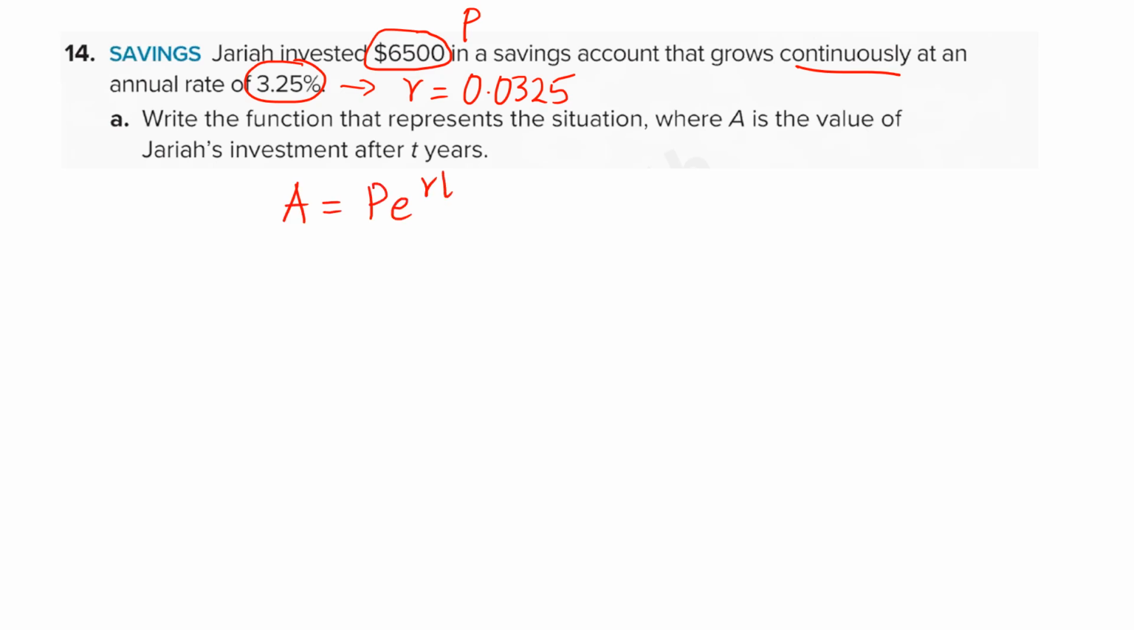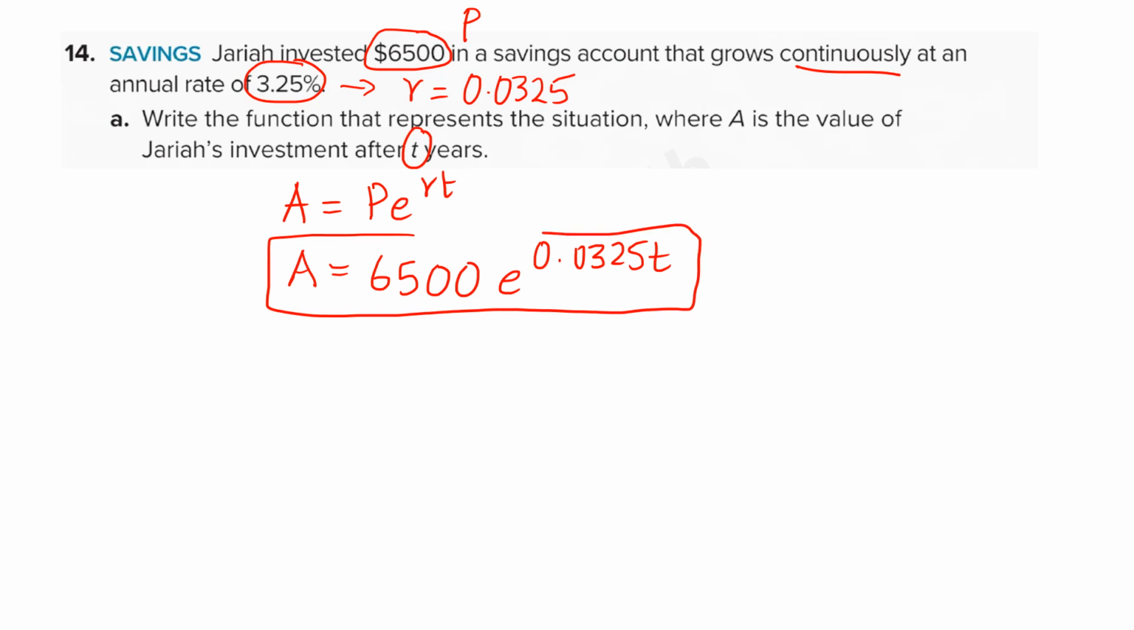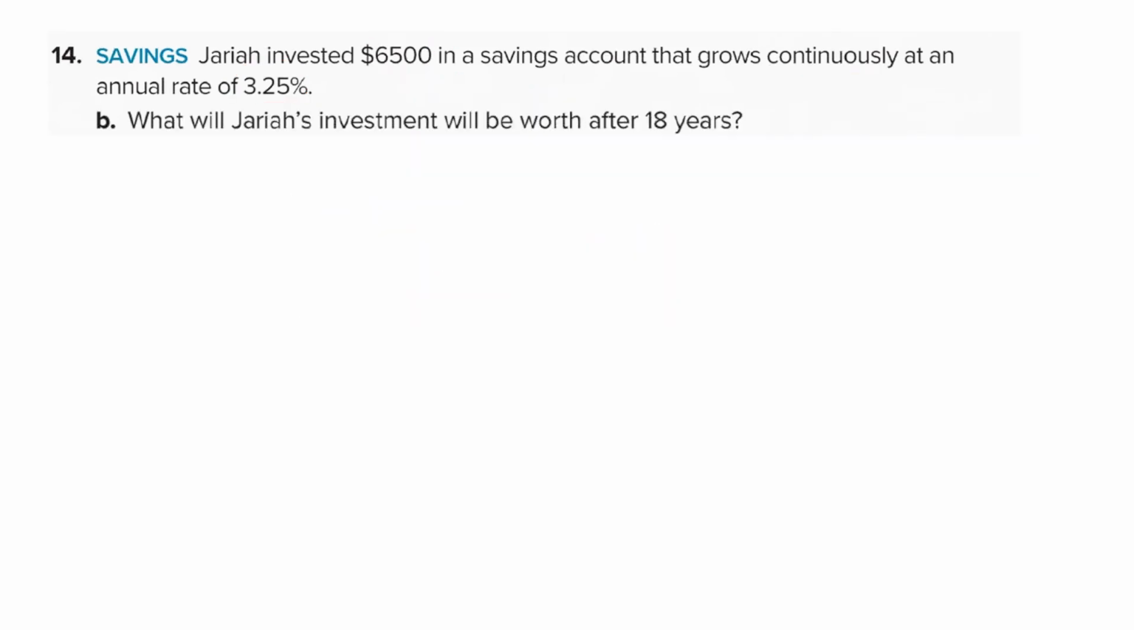to the power RT. In this part, you have to just leave your T as it is, so plug in the other numbers that you have here. Always remember that your rate in the formula has to be in decimals and not percentage. So this is going to be my answer to part A. Let's move to part B.